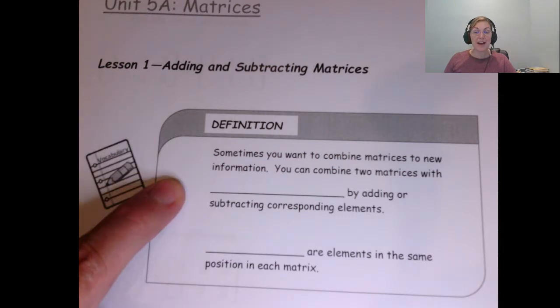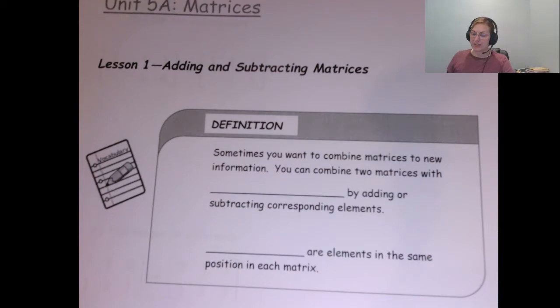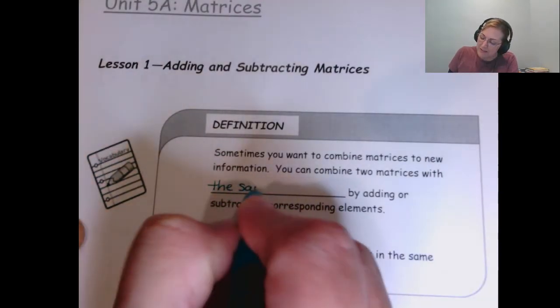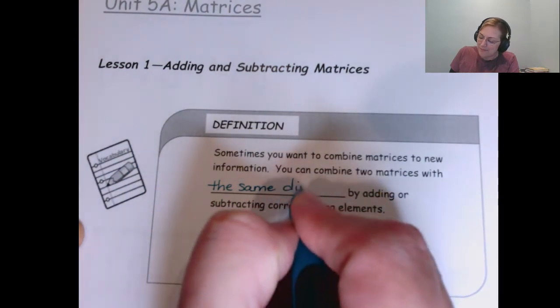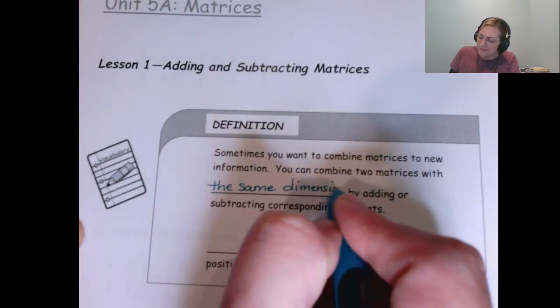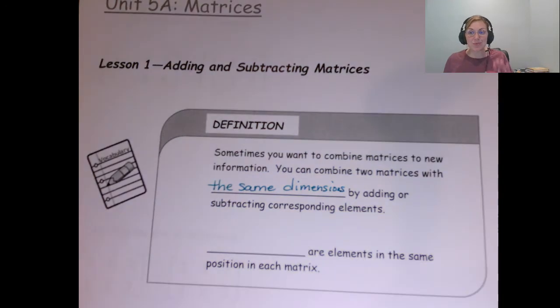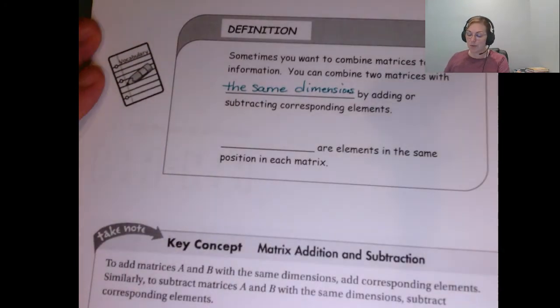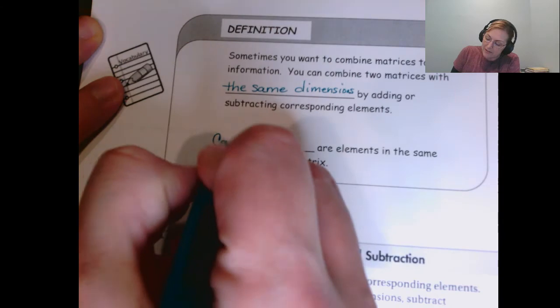Sometimes you want to combine matrices to get new information. You can combine two matrices with the same dimensions. Meaning if there are 2 rows and 3 columns in one matrix, there needs to be 2 rows and 3 columns in the other matrix in order to be able to add them. And the way we do that is by corresponding elements.